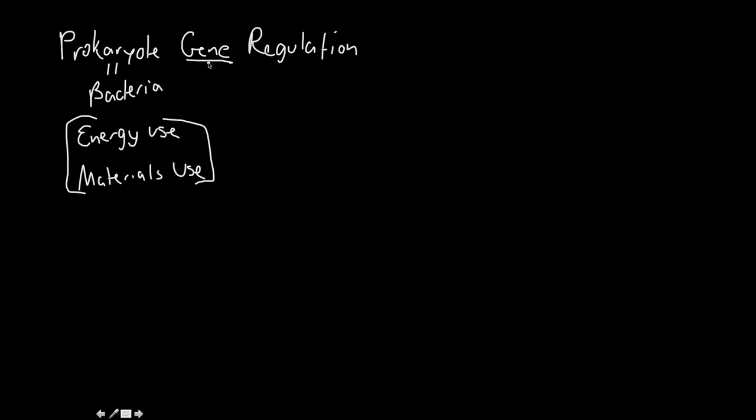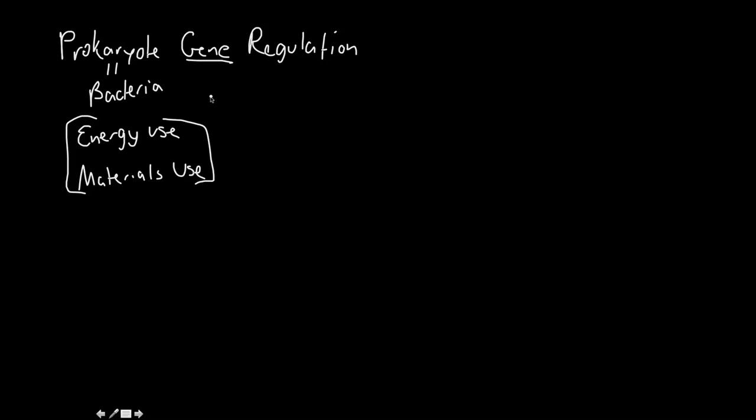So genes, remember, have instructions for making proteins. Sometimes those proteins aren't needed. If the proteins aren't needed, a gene needs to be turned off. If the gene's turned off, that's going to save energy and save materials because that protein won't be made. Now let's say the protein does need to be made. Then a gene can be turned on. And in that case, it's an efficient use of energy and materials because it's making a protein that is needed at the time.